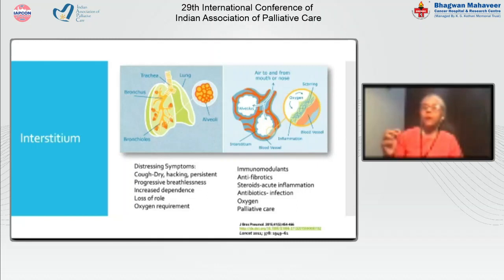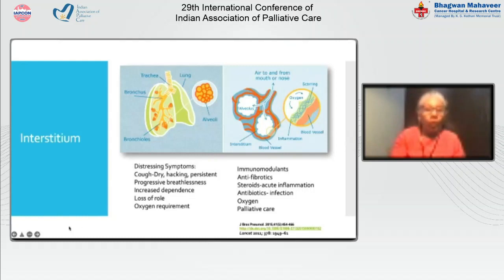Oxygen to be given when the oxygen saturation is below 88 to maintain a level between 88 and 92. We must advise the patient not to take oxygen unnecessarily. As you all know, it can also cause nascent free radical damage to the lung. And of course, the biggest arm for good holistic treatment or support for interstitial lung disease patients is palliative care.